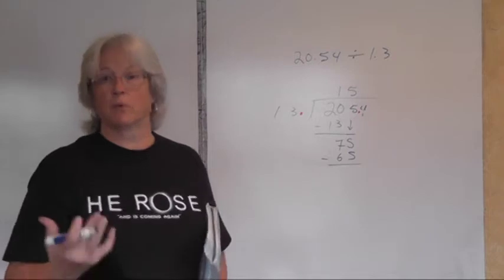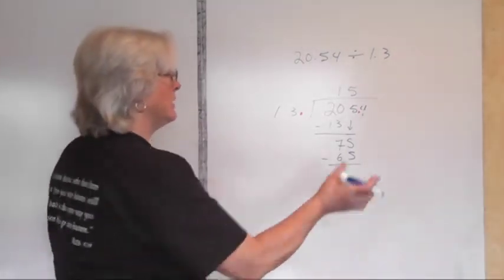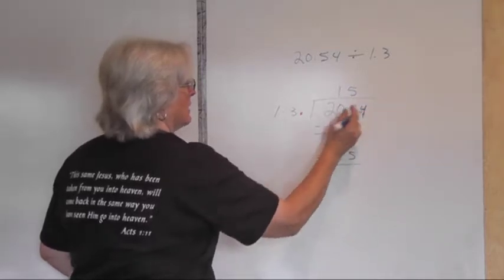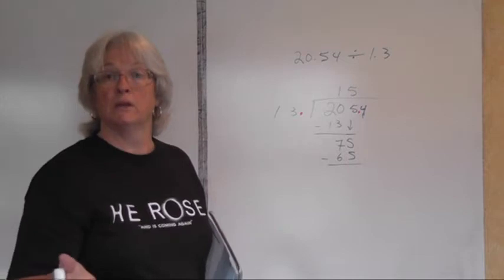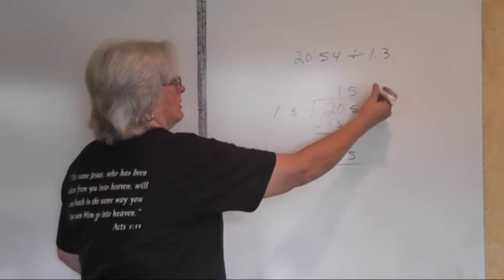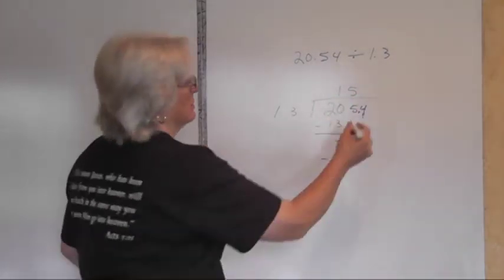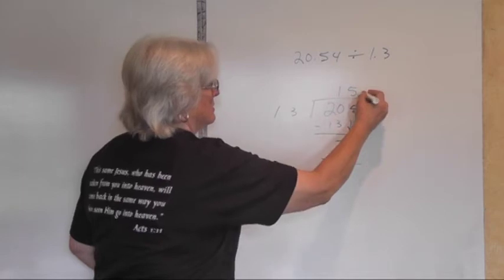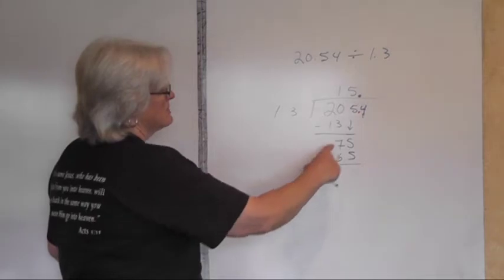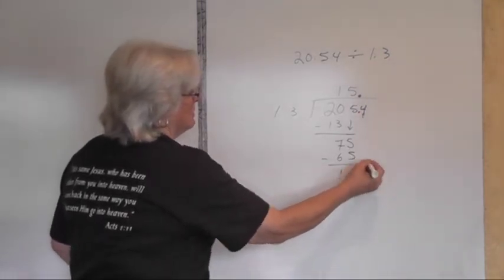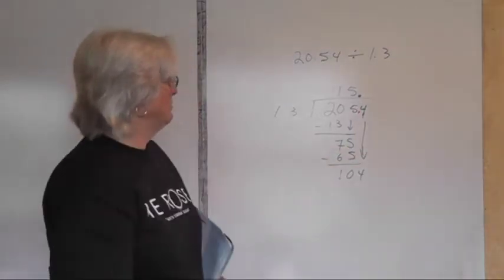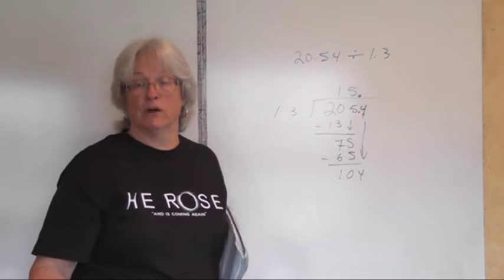We're going to subtract. But one thing you'll notice I haven't done yet is anything with this decimal point here. How do I locate the decimal point in my quotient when I'm dividing by a whole number? You put the decimal point in exactly the same place. Just pick it up and move it upstairs, if you will. Now, 75 minus 65 is 10. We're going to bring down that 4. And we have 104.